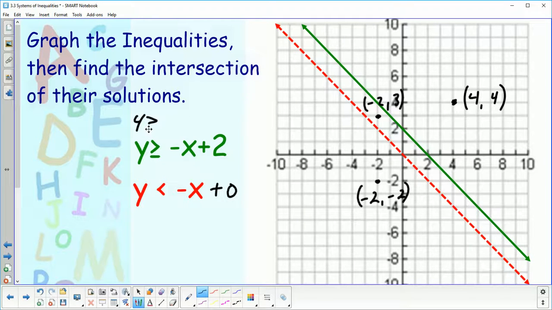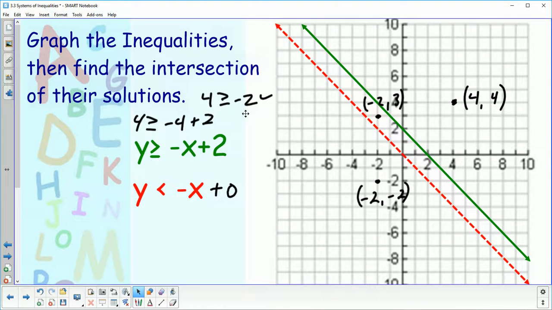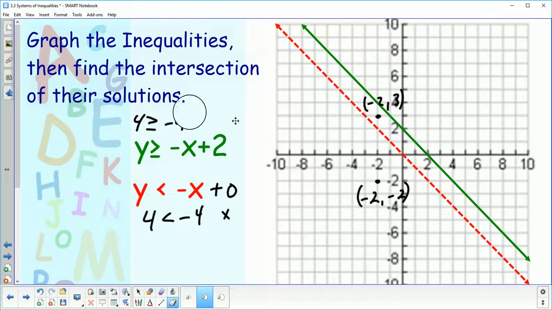4 is greater than or equal to negative 4 plus 2, which tells us that 4 is greater than or equal to negative 2. That's a true statement. So 4, 4 works for the green. But remember, it has to work for both. So plugging into the other, I get 4 is less than negative 4. That is not true. So we know that this region up here doesn't work for both equations. So we can take that one off the list.